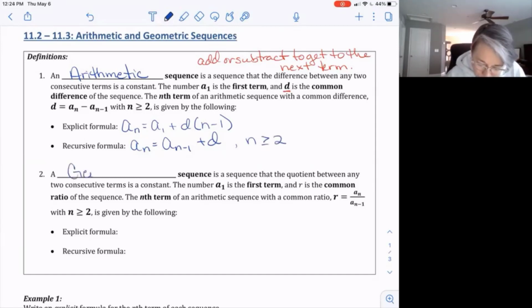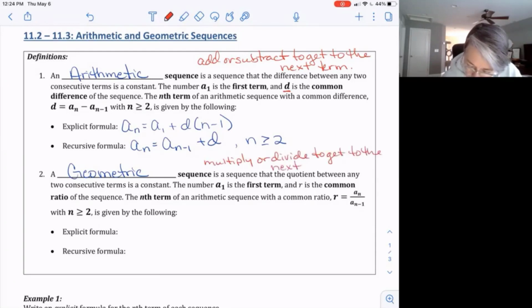The second type is a geometric. A geometric sequence is a sequence where the quotient, okay, so we're multiplying or dividing, between any 2 consecutive terms is constant. So we multiply or divide to get to the next term. So if we have the first term a sub 1, we're going to use r to represent the common ratio. And to find that ratio, we would take any term and divide it by the term before it.